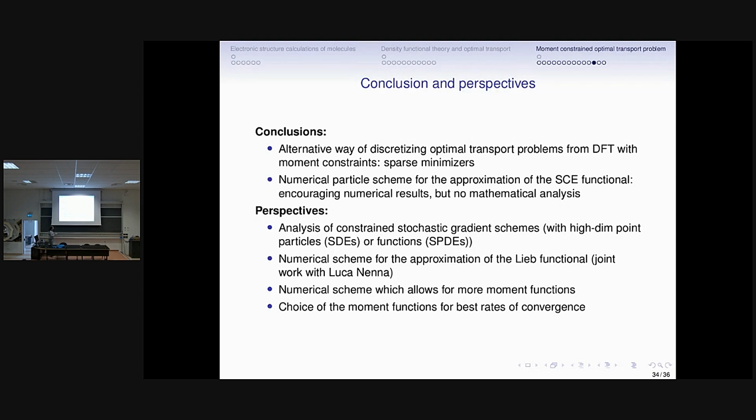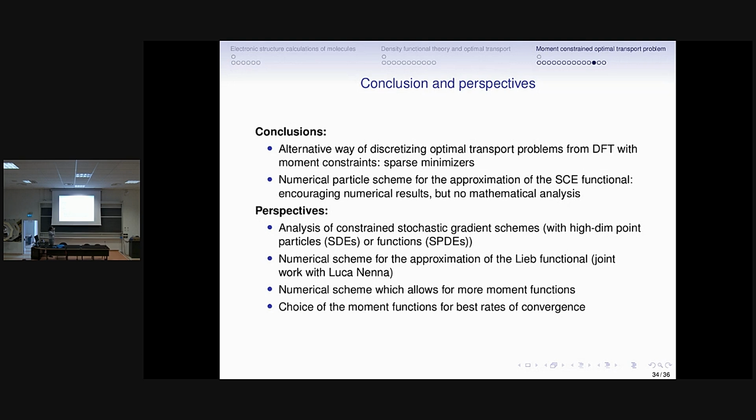So again, as I told you, we are currently trying to prove some convergence and some assumptions of the stochastic constrained gradient schemes that we use to solve the optimization problem. So we've got some hopes to get some results, at least under some assumptions in the classical case. Okay, that is still work in progress.